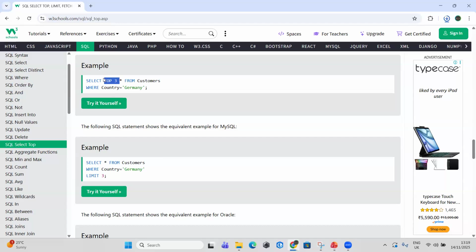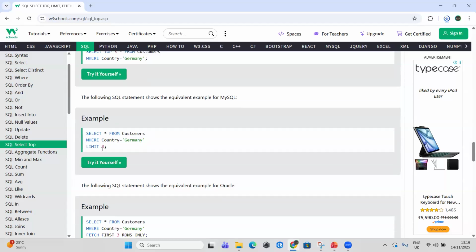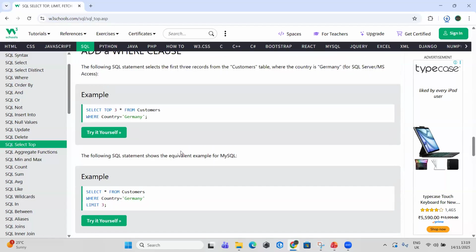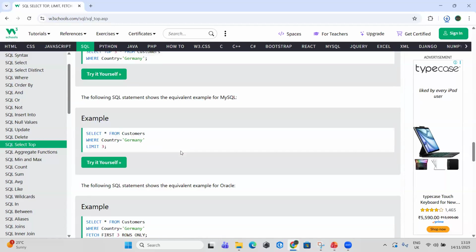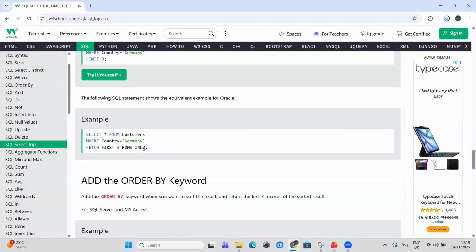So instead of top three, you could put limit three, right? You can use this one, but this one is kind of a little difficult to remember and use. Tricky.